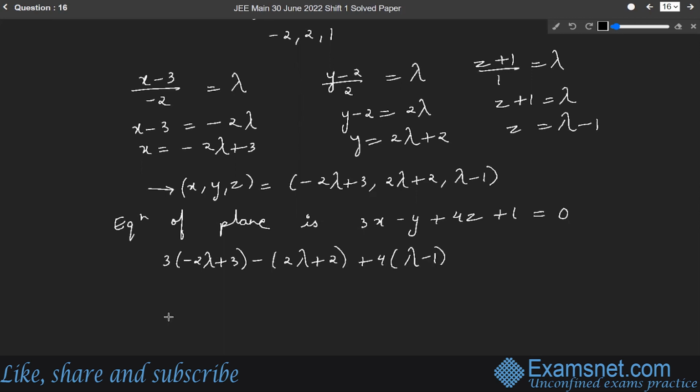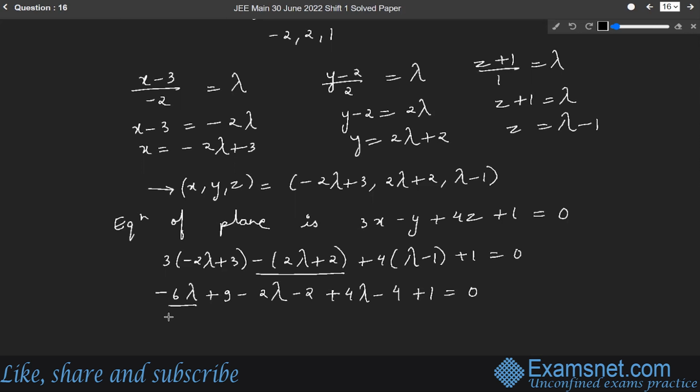Z is lambda minus 1 plus 1 is equal to 0. Now we have to multiply. 3 into minus 2 lambda is minus 6 lambda. 3 into 3 is 9, minus 2 lambda minus 2. When we open this bracket, it will be minus 2 lambda minus 2, plus 4 into lambda is 4 lambda. Then 4 into minus 1 is minus 4, and plus 1 is equal to 0.